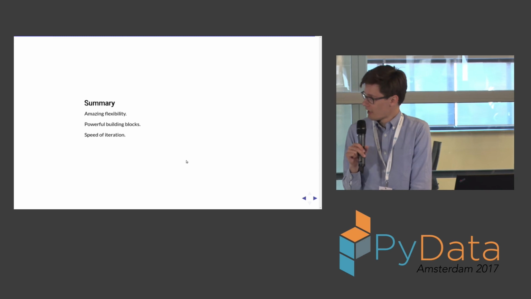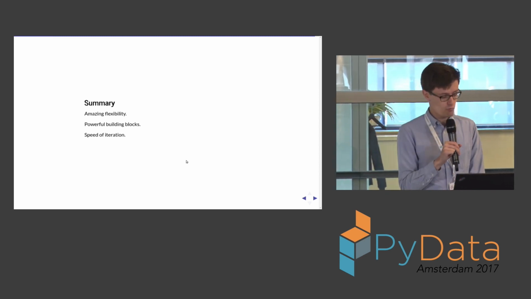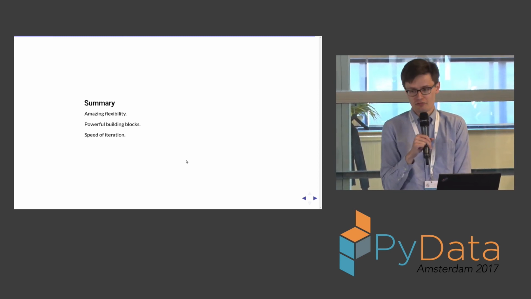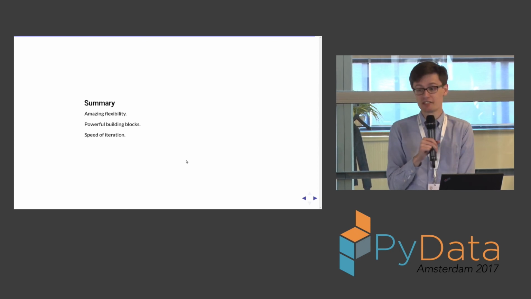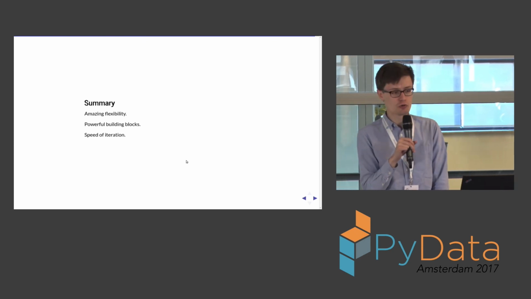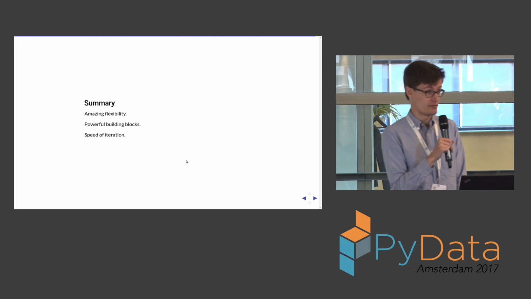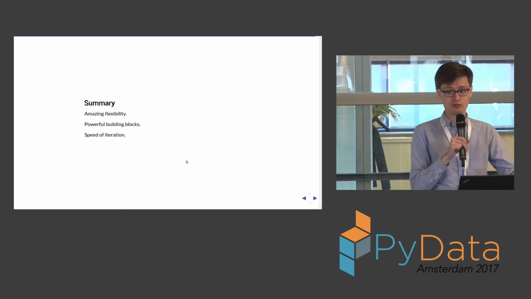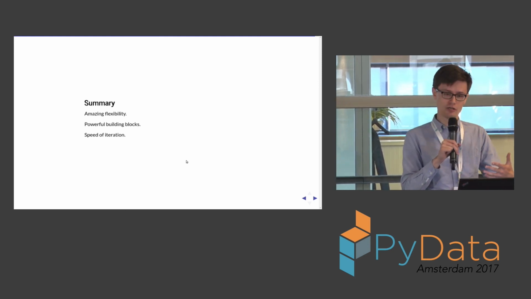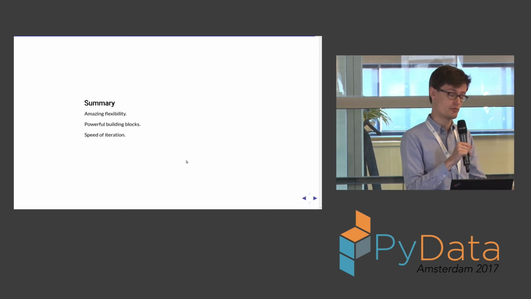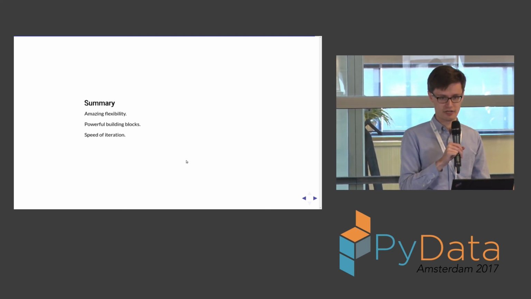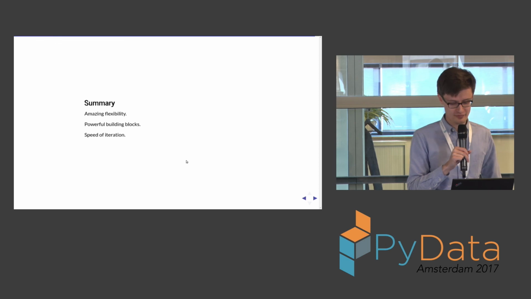Okay, so in summary, what deep learning has given recommender systems is amazing flexibility. If you want to set your model up differently, you can. If you want to use a different loss, you can. If you want to add pieces of side information, it's extremely easy. The toolkit will take care of everything for you.